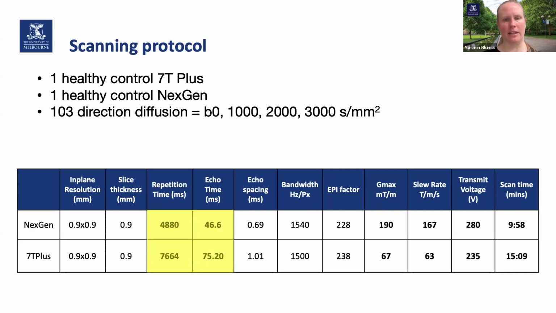You can see the main effects highlighted here in yellow. The much higher gradient strength and slew rate allowed us to shorten echo time quite significantly. This was obviously a very important aspect for us, being confronted with such a difficult B0 artifact affected area. But also the higher gradient allowed us to reduce repetition time quite a lot as well, which obviously helped us to get to much shorter scan times overall.